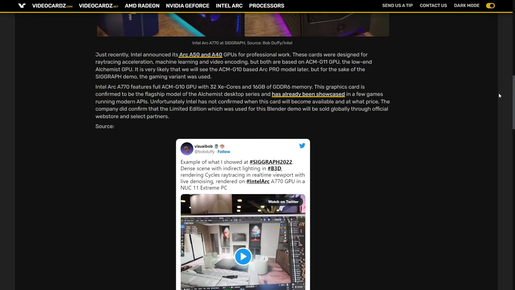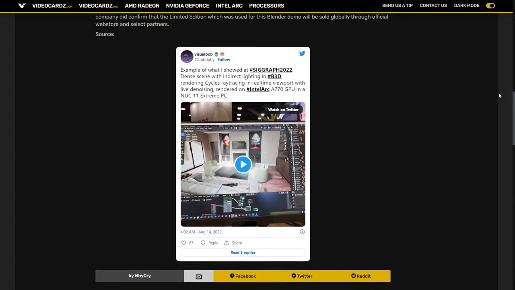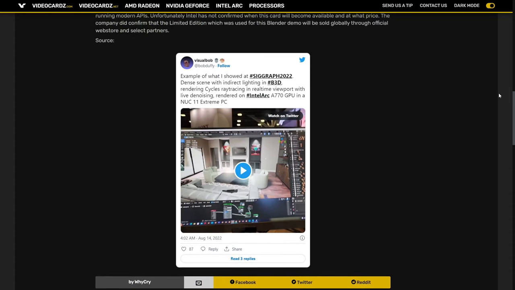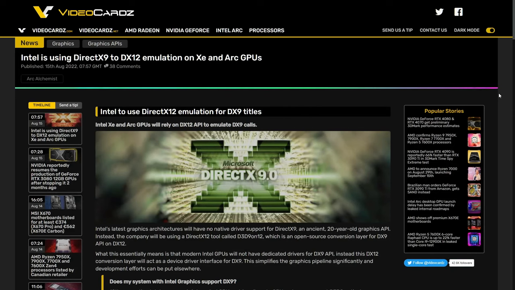And the Arc A770 comes with 32 Xe cores and 16 gigabytes of GDDR6. So this is the flagship model of Intel's Arc GPU series. However, when it launches and when it comes to the market remains to be seen at the moment, because nothing is confirmed.